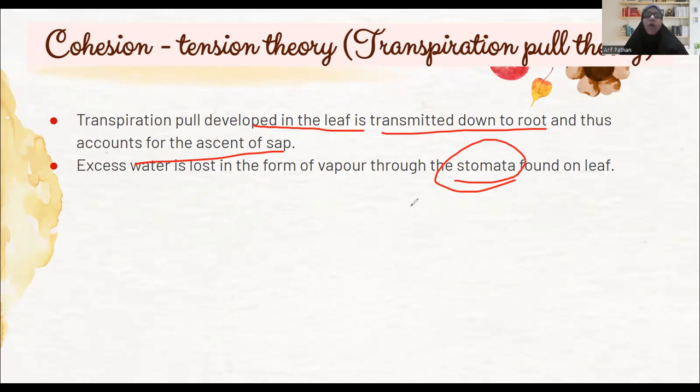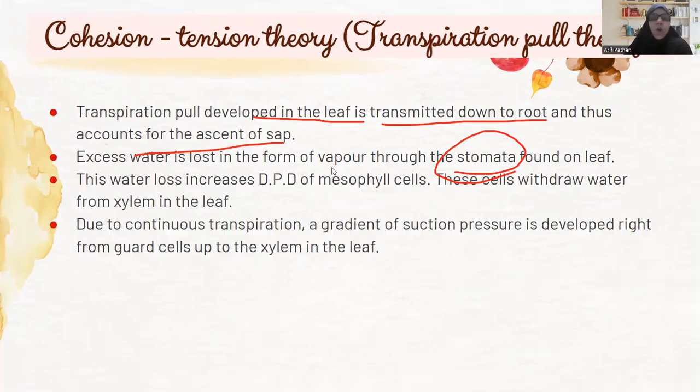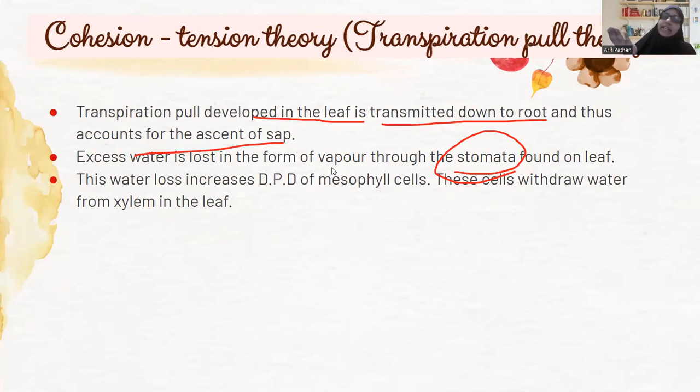Okay, they are open for some other reason, but water will also evaporate through this exit point, through this opening. So because of the stomata present on the leaf, transpiration will happen. Then this water loss increases what? The diffusion pressure deficit, that is the thirst of the cell. The more the water is getting lost, the more the plant is requiring water, right? Of the mesophyll cells. So these cells will withdraw water from the xylem in the leaf, right?